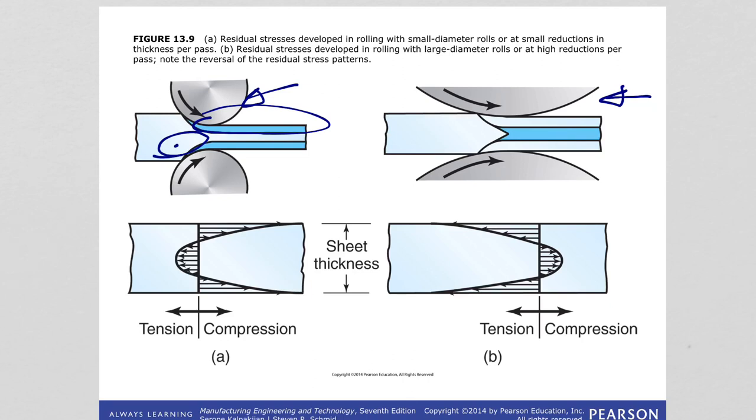So residual stresses, we have learned about it, can be beneficial or harmful depending on whether the stress is tensile or compressive. So if there are tensile residual stresses, they can be large enough to cause the component to experience distortion or cracking. And it also makes them susceptible to stress corrosion cracking.